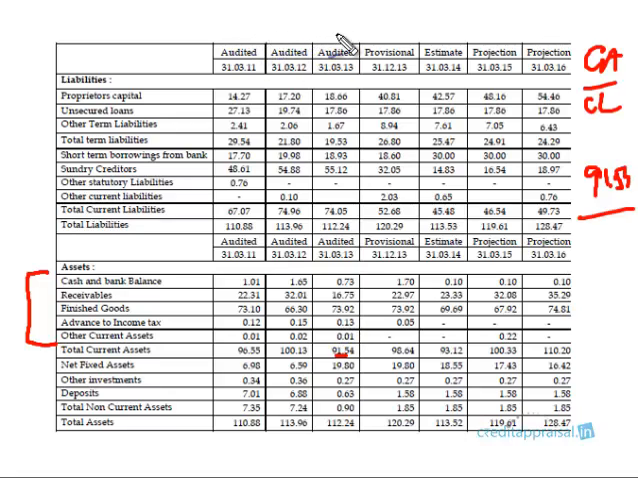The rest of all are not current assets. Your fixed assets, your non-current assets, right? All these are non-current. So up to here, 91.54 is your current asset. What are the current liabilities?